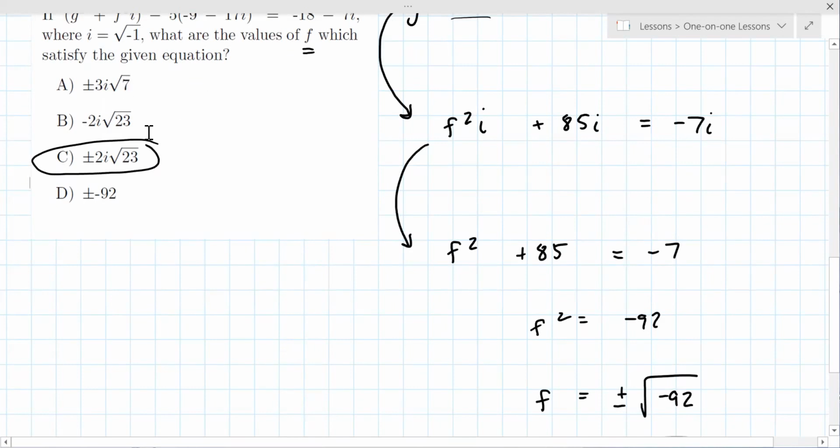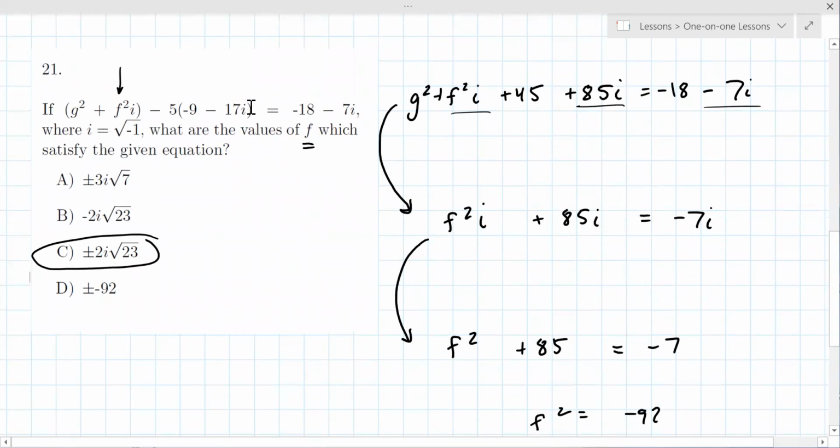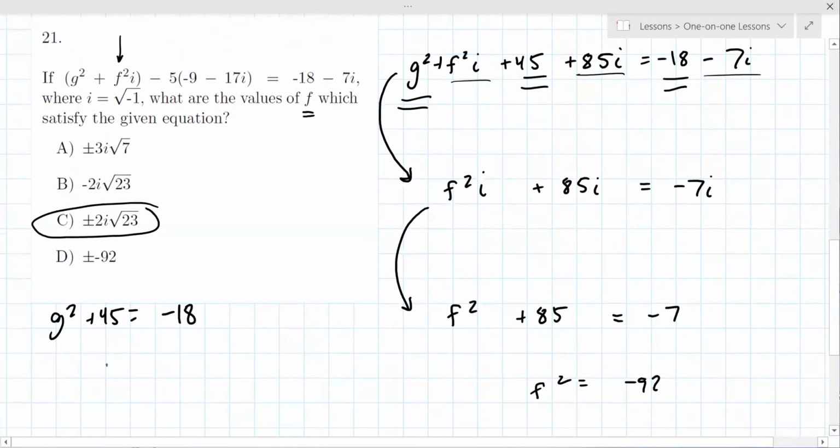Okay. Let's do this other part that I mentioned. Let's do the real part. So this g squared, 45 and minus 18. So it's g squared plus 45 equals minus 18. Okay, so you subtract the 45. So that would be negative 63. Take the square root of that.